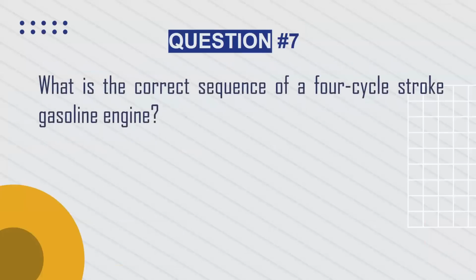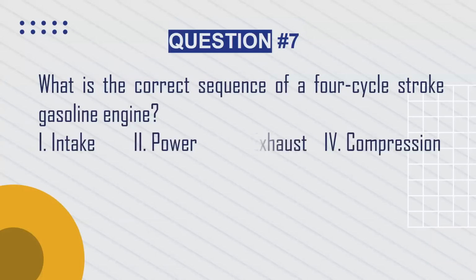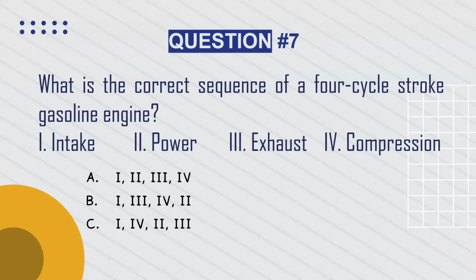What is the correct sequence of a 4-cycle stroke gasoline engine? 1. Intake, 2. Power, 3. Exhaust, 4. Compression. So these are the sequences, and all you have to do is to arrange them in their correct sequence. Is it A. 1, 2, 3, 4, B. 1, 3, 4, 2, C. 1, 4, 2, 3, or D. 2, 3, 4, 1?